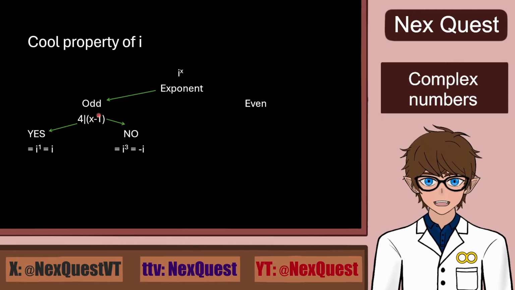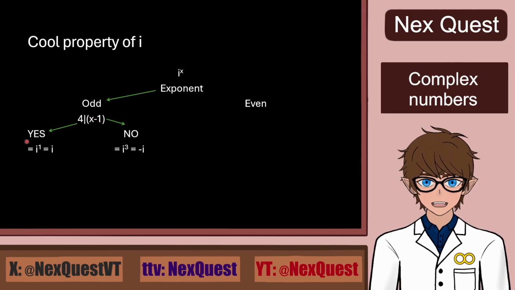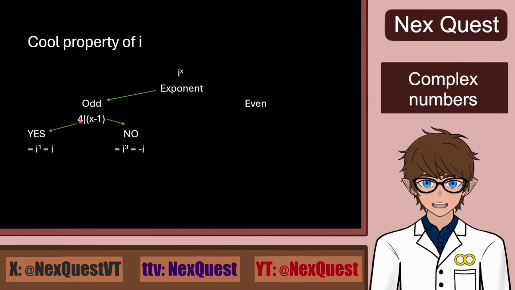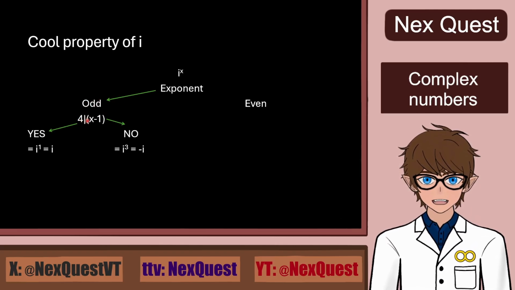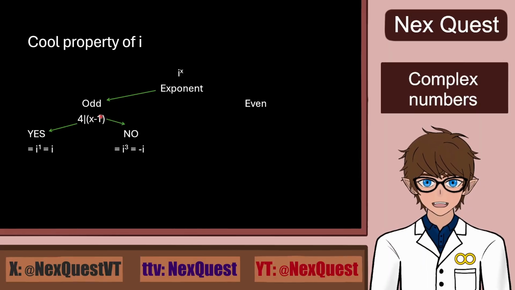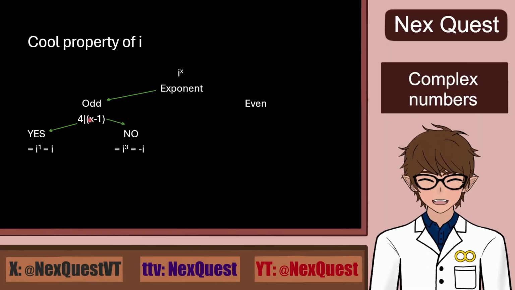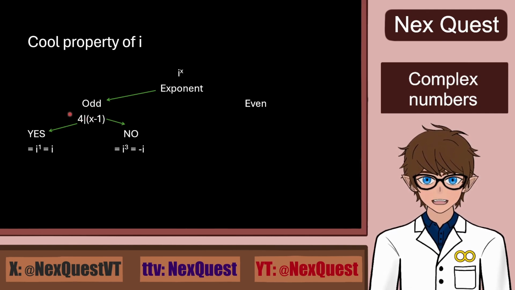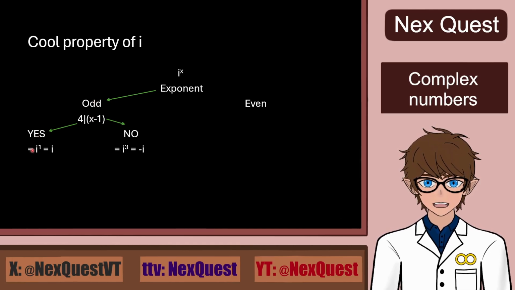So 5 minus 1 is 4, so yes, it's divisible by 4. But if we take, for instance, 7, 7 minus 1 is 6. 6 is not divisible by 4, but 7 plus 1 is 8, which is divisible by 4. I hope you kind of see this relation. So the difference between x plus 1 and x minus 1 is 2. So the jump between 1 and 3.